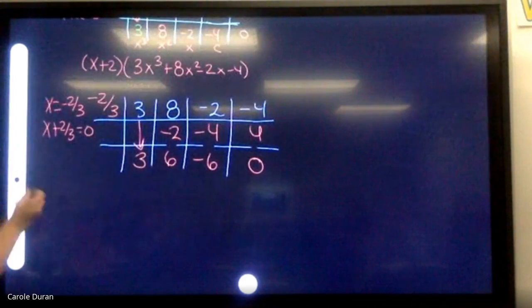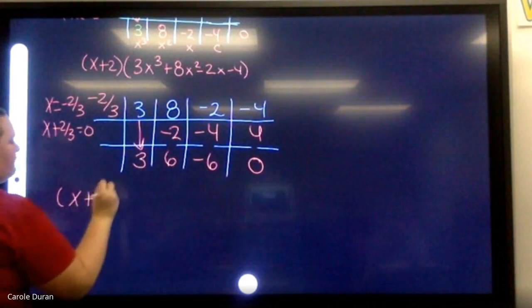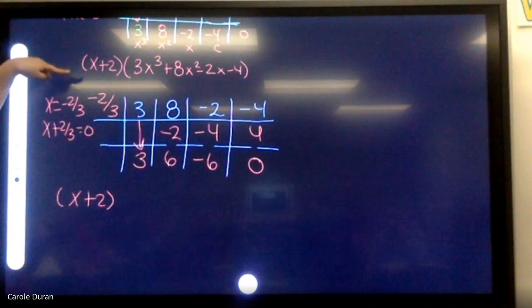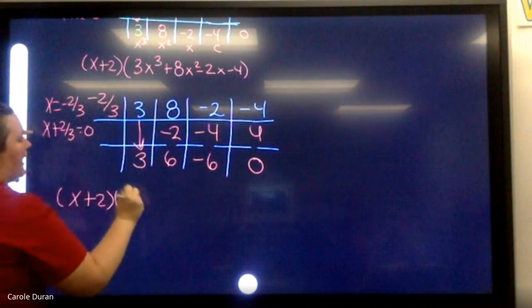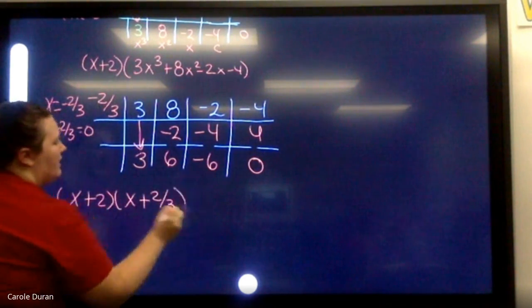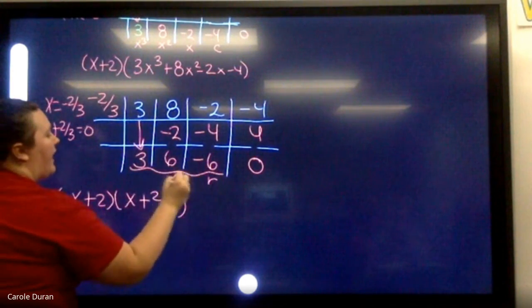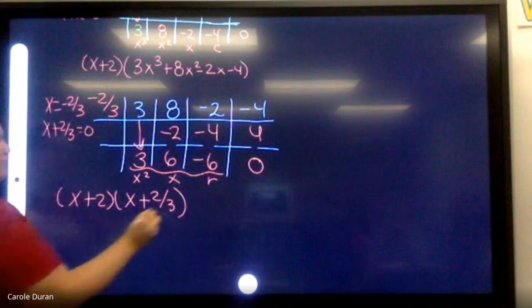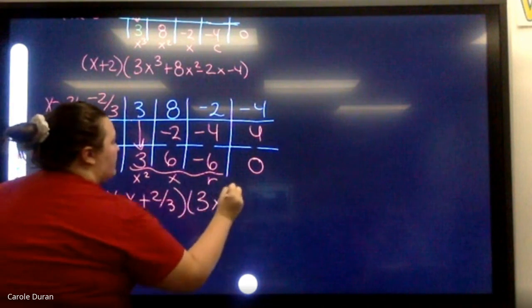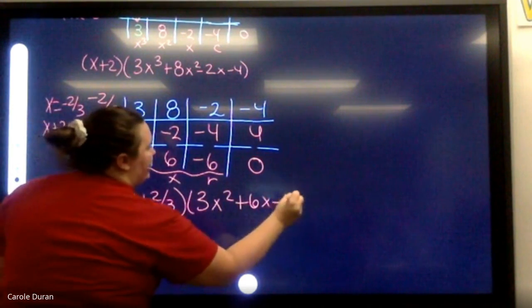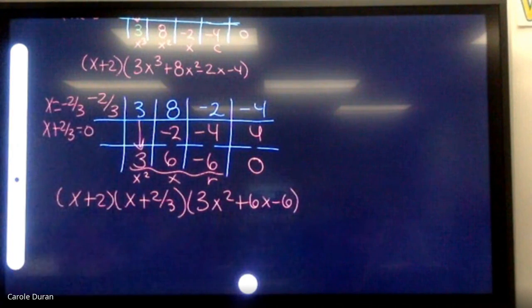So now my polynomial looks like x plus 2, which was the first factor I found, times this new factor, x plus 2/3, times the quotient I have left. I have a remainder, I have an x, and I have an x squared. So I have 3x squared plus 6x minus 6. Once it's down to a quadratic, I can just use the quadratic formula to finish it out. No more guess and check necessary.